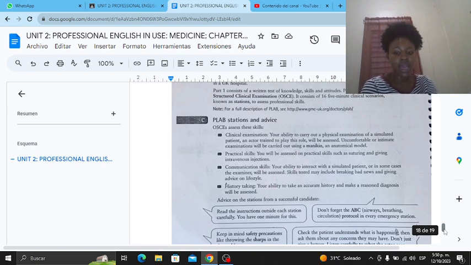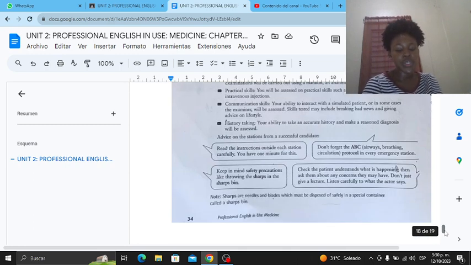A skills test may include breathing, but you are given a busy lifestyle. History taking: your ability to take an accurate history and make a differential diagnosis will be assessed. Advice on the station for the successful candidate: read the instructions outside each station carefully. You have 1 minute for this. Don't forget the ABC, airway, breathing, circulation protocol in every emergency station.